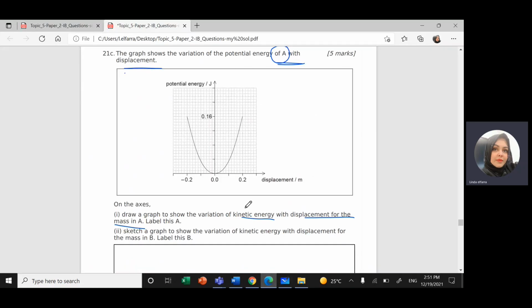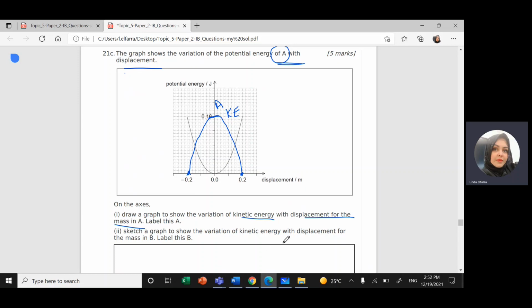So let's go back to the graph, and here this is the potential energy. At the equilibrium, potential energy is 0. At the maximum displacement, which is 0.2, the total energy is 0.16. So if the potential energy is 0, kinetic energy will be maximum, the opposite to each other. So here I will have a maximum kinetic energy when the potential energy is 0. At the maximum displacement, the kinetic energy should equal 0, the opposite to each other. So here potential energy is maximum, but the kinetic energy will be 0. So I can connect these three points together, and this will give me the kinetic energy for mass A.